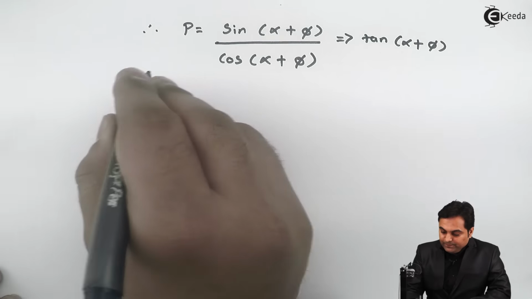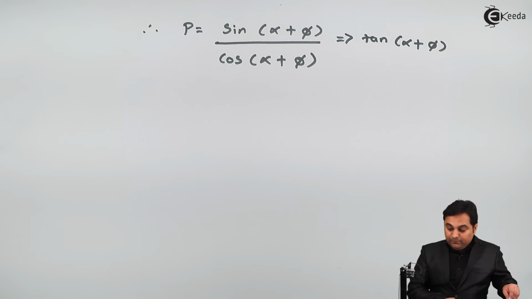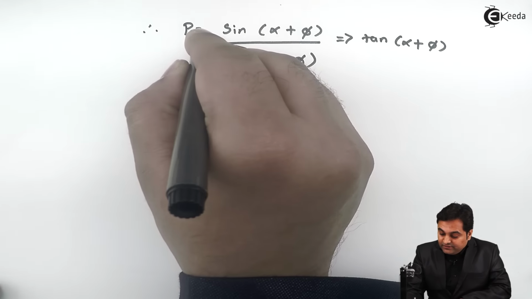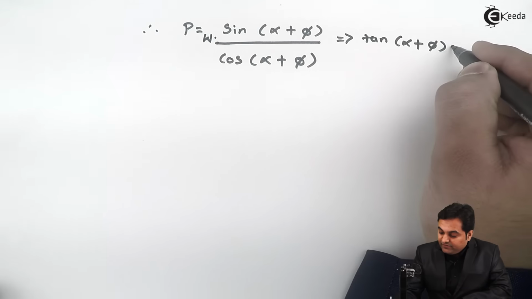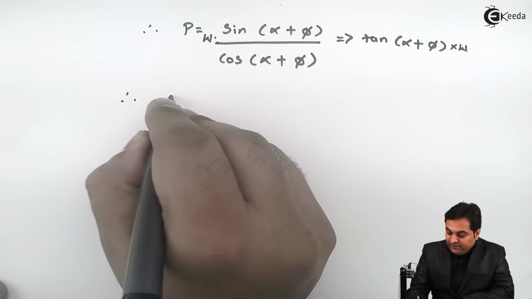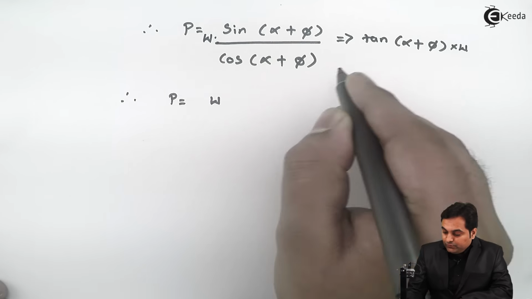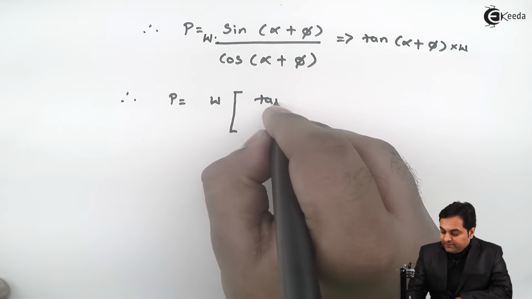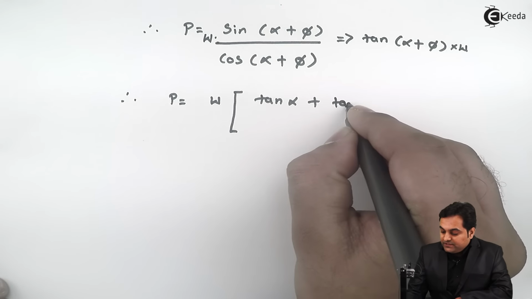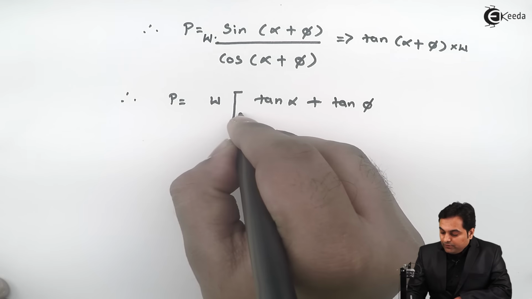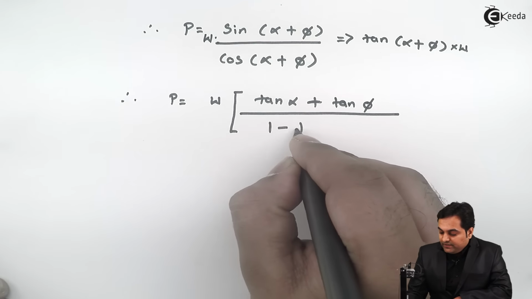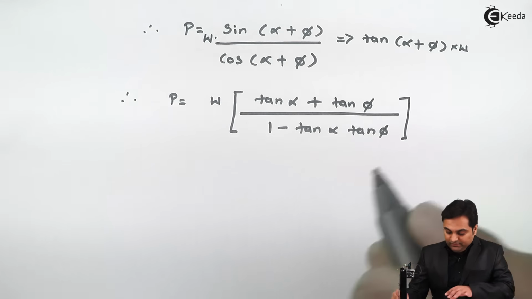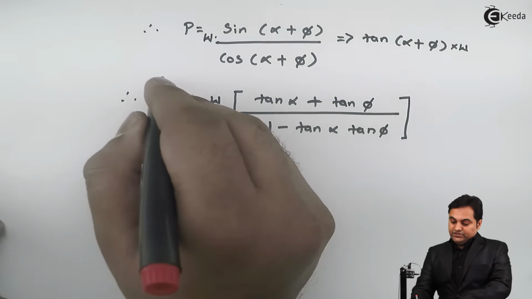Now therefore here I am having W as well, so we have to remember that even W is here. So this W is multiplied. So finally P value will be W into tan alpha plus phi. It can be simplified as tan alpha plus tan phi upon 1 minus tan alpha into tan phi. Now this I'll give as equation number A.